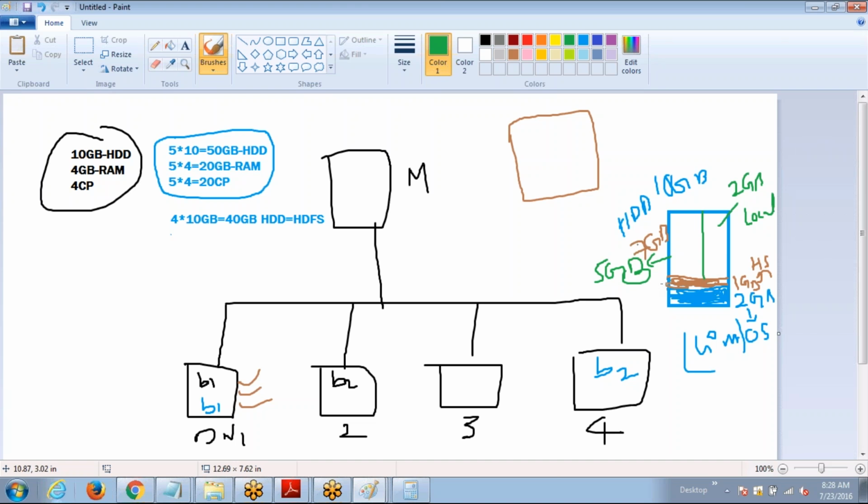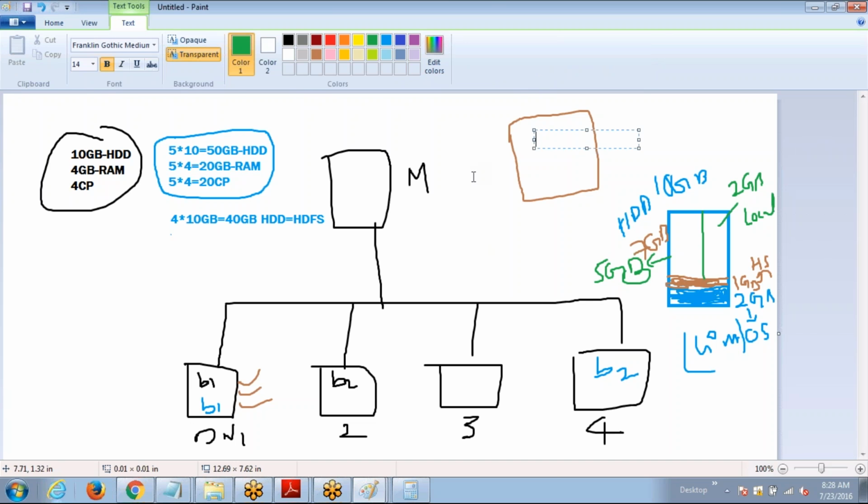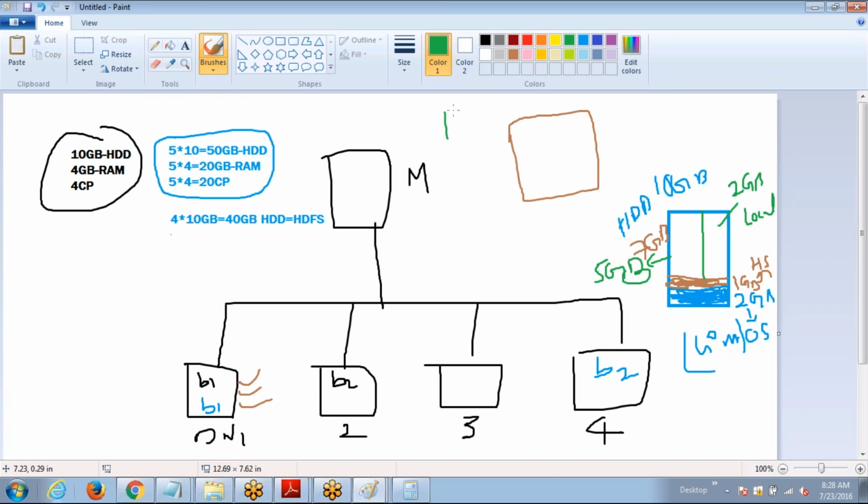So out of the 7 GB left over, how much have you given for the HDFS file system? 5 GB, and the remaining 2 GB you left for your local. Now, how many computers, data nodes, do you have? 4 data nodes. So now you have to tell me how much of an HDFS pool you have created. This is the HDFS pool. How much?